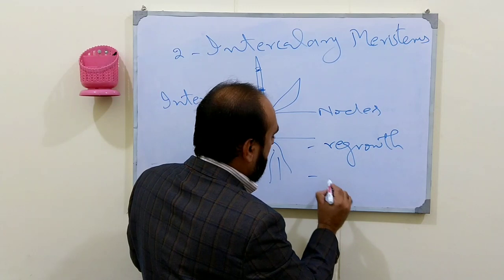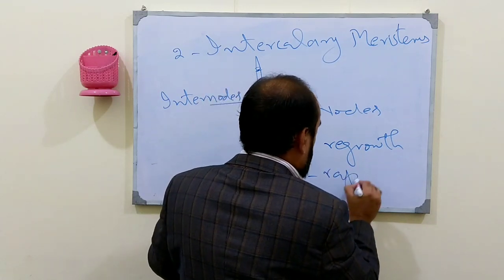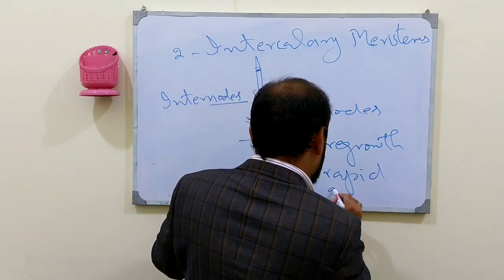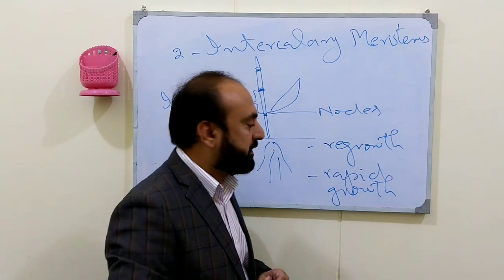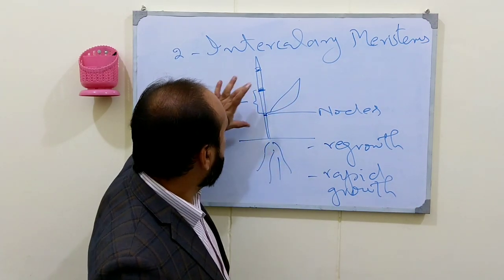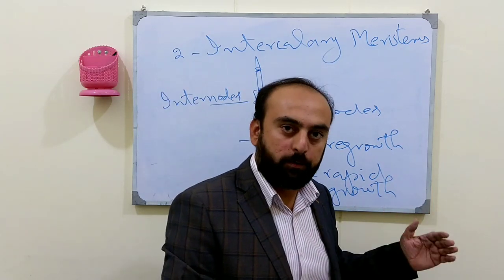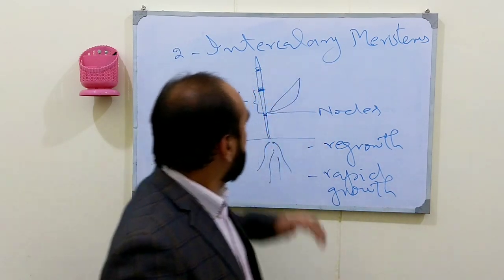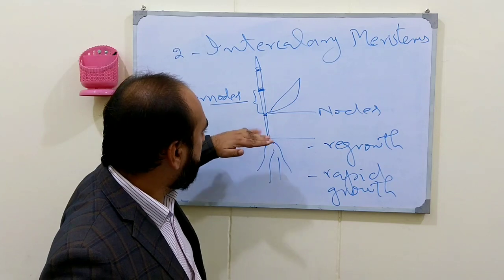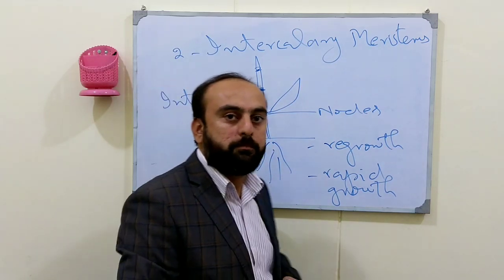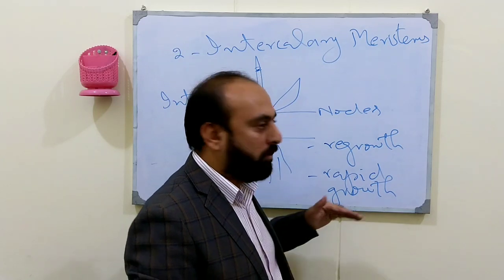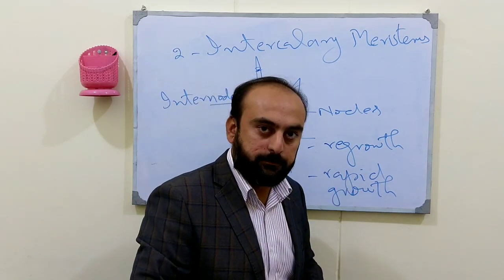They are also found in certain plants like bamboo, and they are responsible for rapid growth of the internodes. So intercalary meristems are found at the base of nodes and internodes, and they are responsible for regrowth of plants or rapid growth of plants.